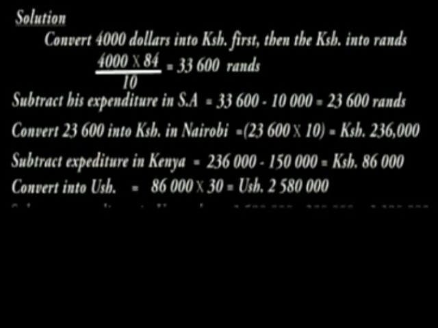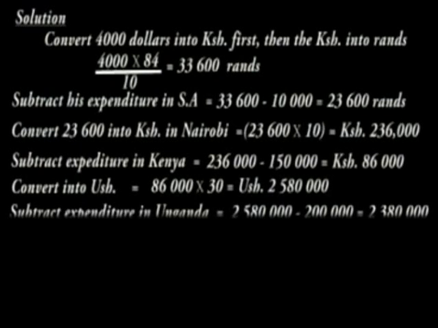We then subtract his expenditure in Uganda, that is 200,000, and we remain with 2,380,000 Uganda shillings. Now at the Entebbe airport in Uganda, he wants to change the 2,380,000 Uganda shillings into US dollars.